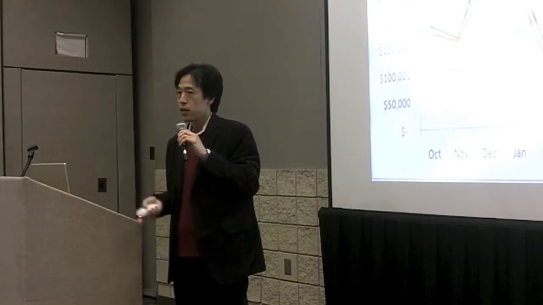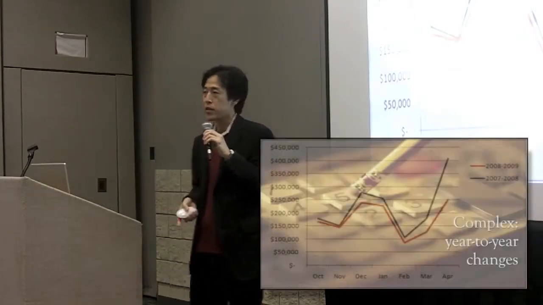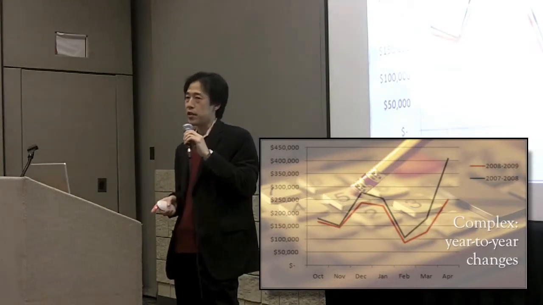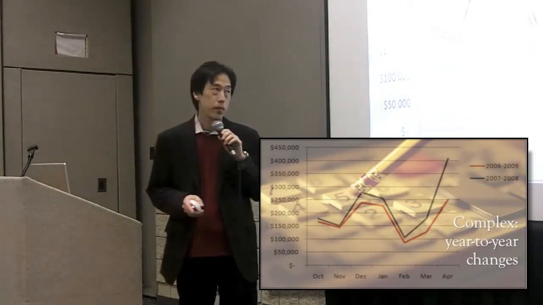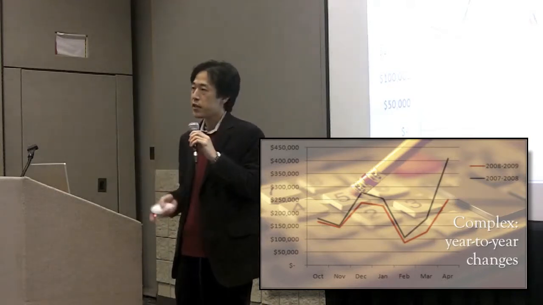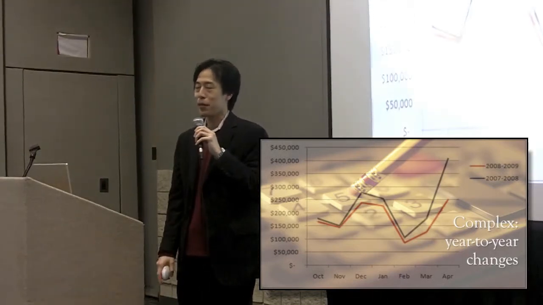So simplest: comments, page views, likes. Complex: year-to-year changes. Okay, why year-to-year? Seasonally, you're going to see ups and downs. If it goes up every single month, you're doing great. You don't need my help. You don't need anyone's help.